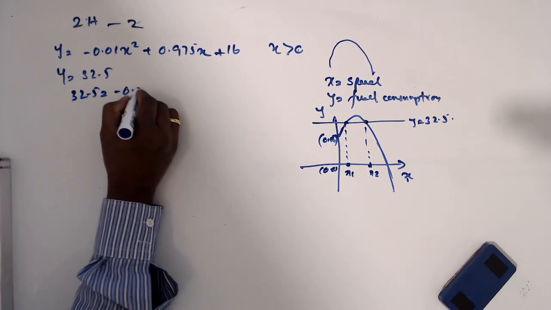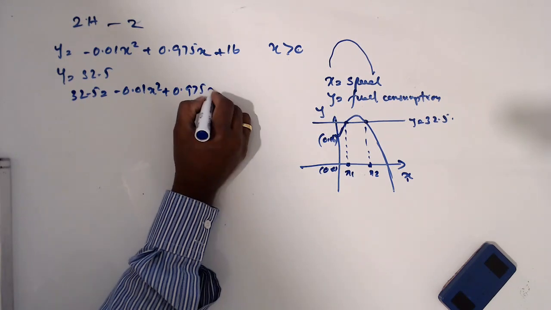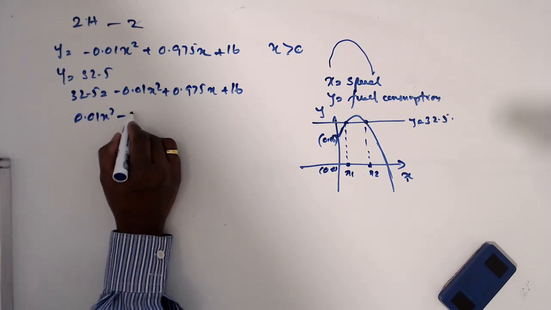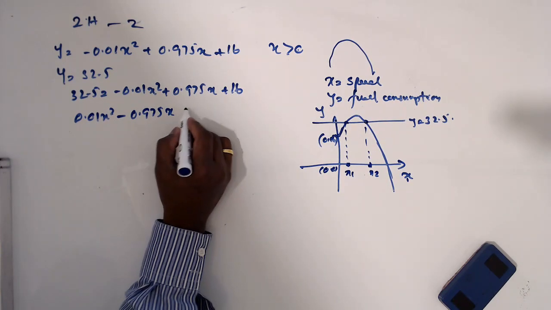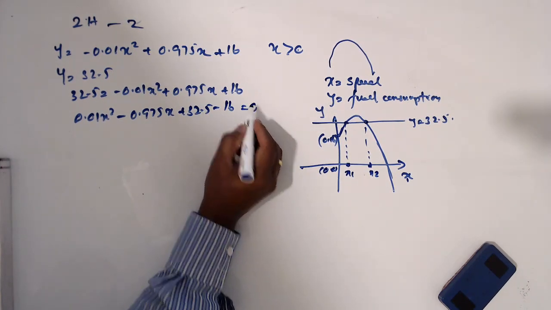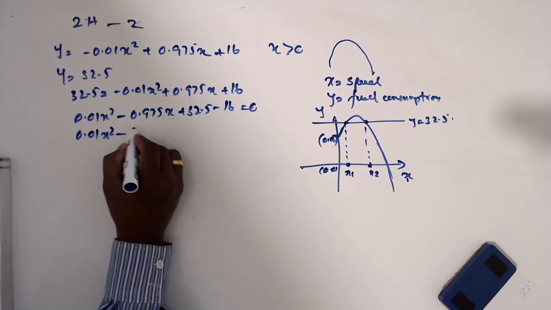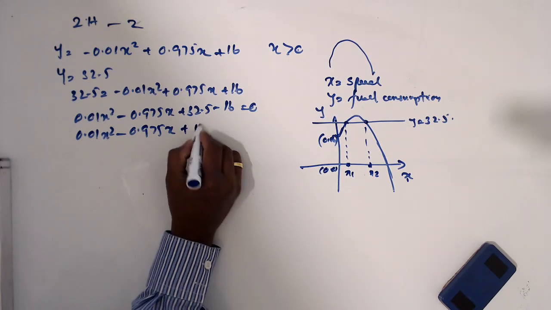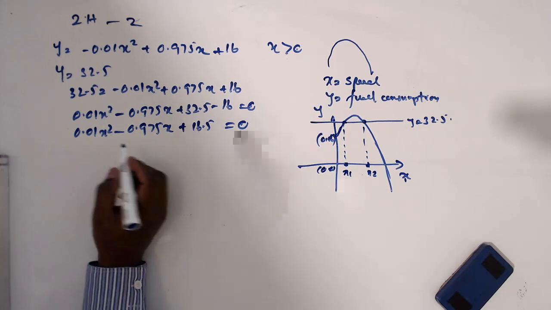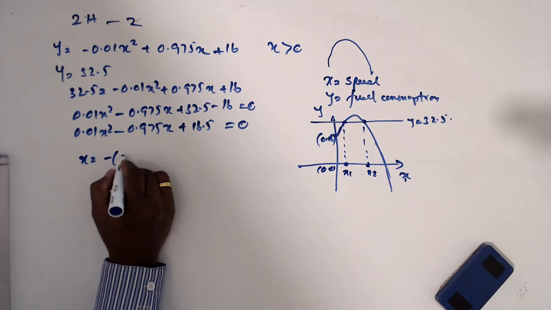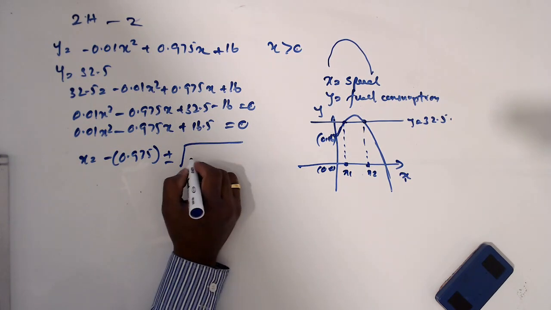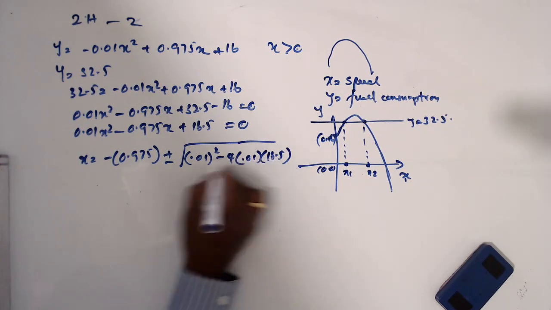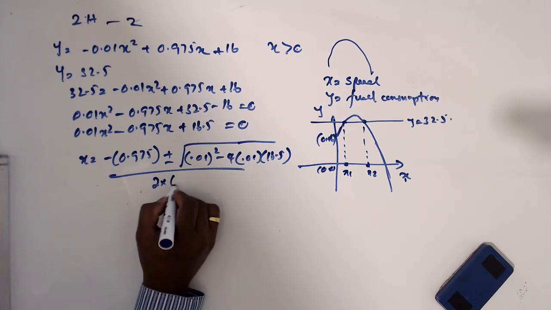32.5 equals minus 0.01x squared plus 0.975x plus 16. So 0.01x squared minus 0.975x plus 32.5 minus 16 equals 0. So 0.01x squared minus 0.975x, 32.5 take away 16 is 16.5, equals 0. x is minus b, minus 0.975, plus or minus the square root of b squared, 0.975 squared, minus 4 times a, 0.01, times c, 16.5, divided by 2 times 0.01.